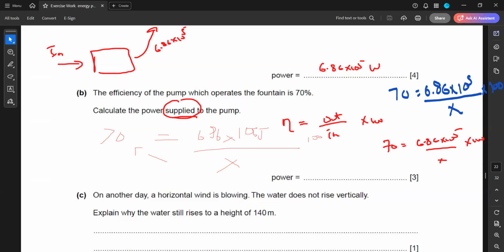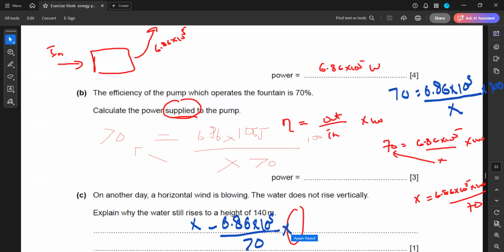What's the final answer for this? No, it's not multiply by 70. That's a mistake here. You cannot do multiplication because 70, we cross multiply, so this should be divided by 70. So X will be equal to 6.86 into 10 power 5 multiplied by 100 divided by 70. That will give us the total input power.